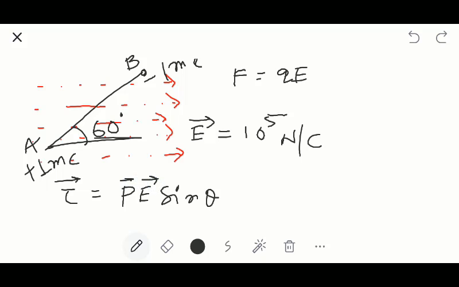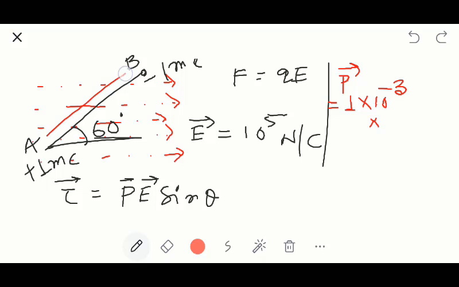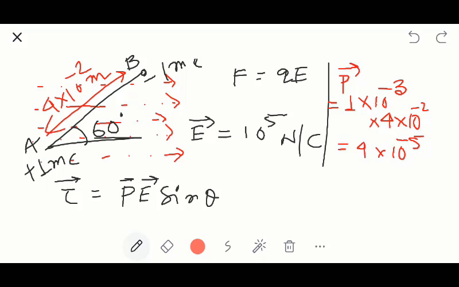So we have to find out the magnitude of P, that is the dipole moment. So what is the dipole moment over here? If we calculate the dipole moment, that is equal to the charge, that is 1 millicoulomb, that is 1 into 10 to the power of minus 3, multiplied by the separation distance. What's the separation distance between them? That is 4 into 10 to the power of minus 2 meter. So you just put the value over here, and the answer will be 4 into 10 to the power of minus 5.